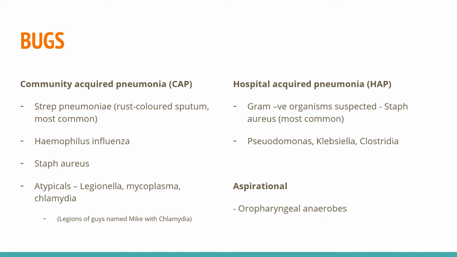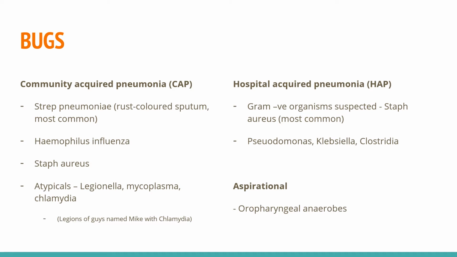So first of all, pneumonia, we'll break it down into 3 different types. So the first one is community acquired pneumonia, and obviously like it sounds, that's something that you catch out in the community. The most common is Strep pneumoniae. That one's really easy to remember because it literally has the word pneumonia in it.